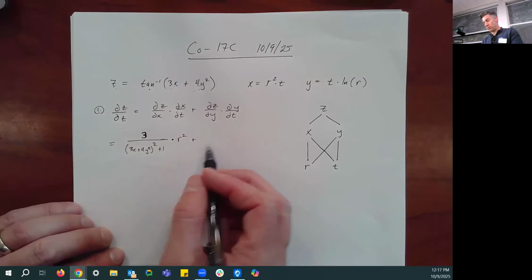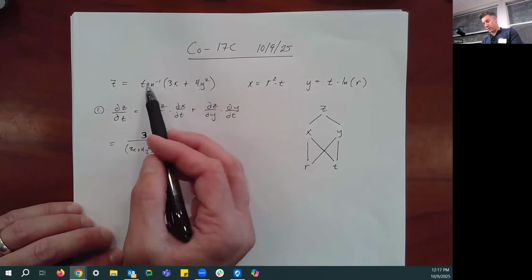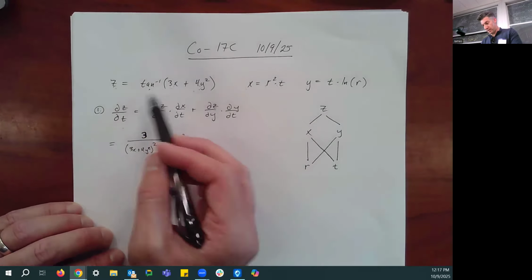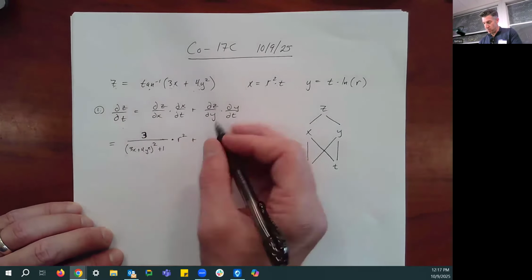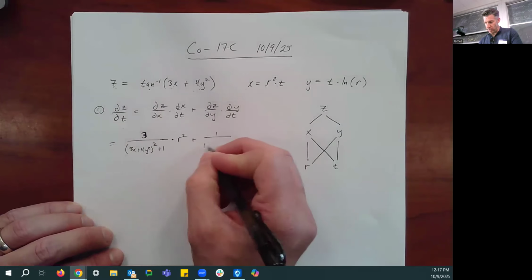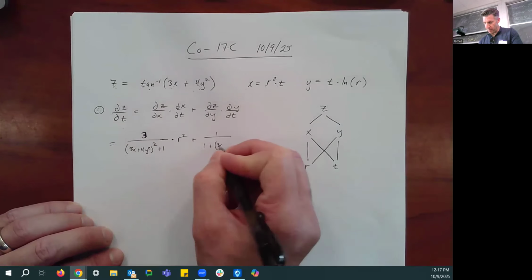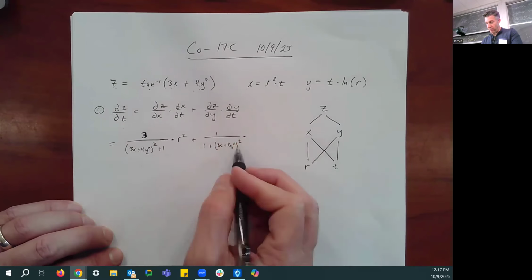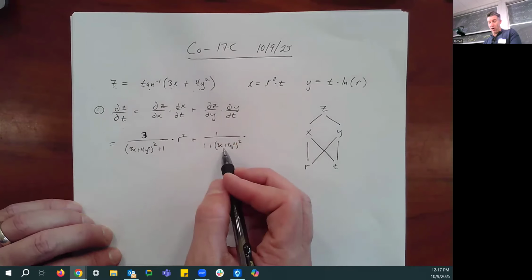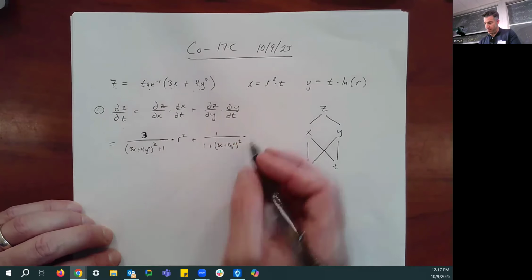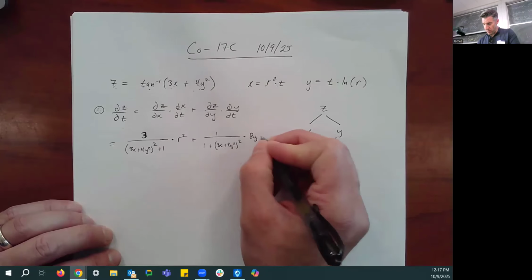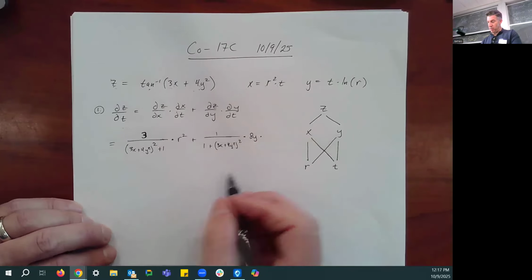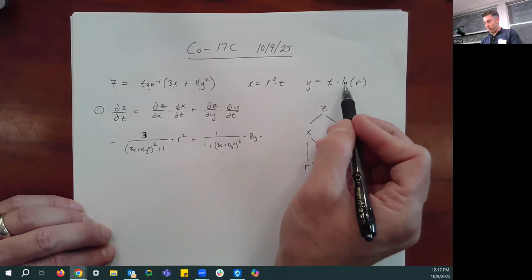Then similar derivative for y, for del z del y, we're going to get 1 over 1 plus this stuff squared again. So 1 over, I usually write it as 1 plus the stuff squared, multiplied by the derivative of the inside stuff, but this time with respect to y, so it's going to be 8y. And then multiplied by dy dt, which is going to be 1 times the natural log of r.